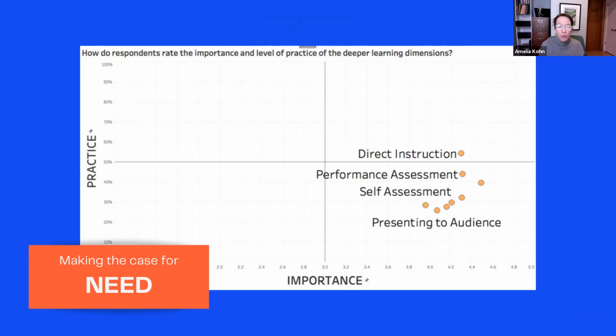That they were putting them into practice less than 50% of the time, because they're on the bottom there. They're in the right bottom quadrant. So they could see that the need really wasn't addressing the obstacles that were preventing the educators from doing what they already believed was really important.